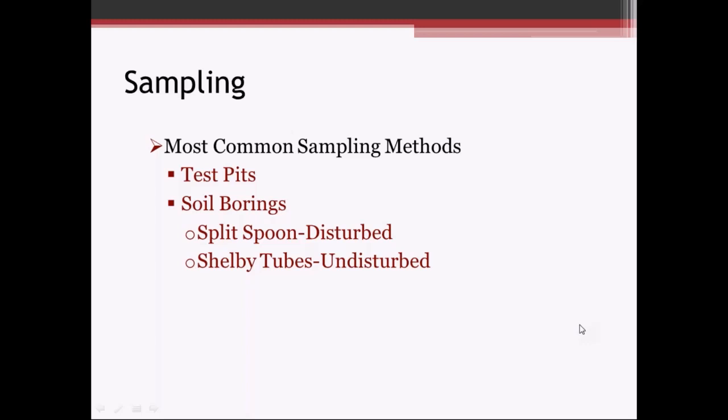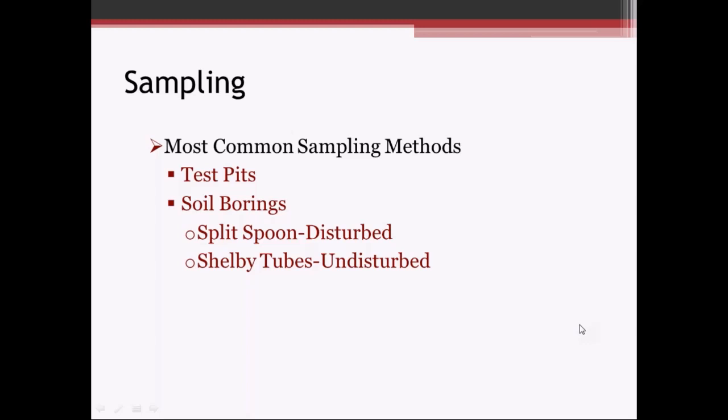Some of the most common soil sampling methods consist of test pits, which are dug with an excavator, as well as soil borings using a drill rig, where samples are typically collected with a split spoon or what's called a Shelby Tube sampler. And the engineer needs to determine the appropriate sample methods and the interval for their project.